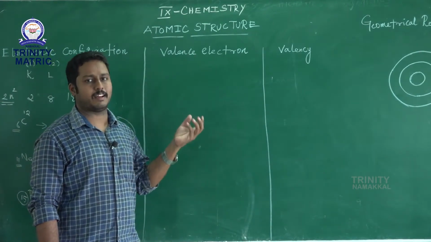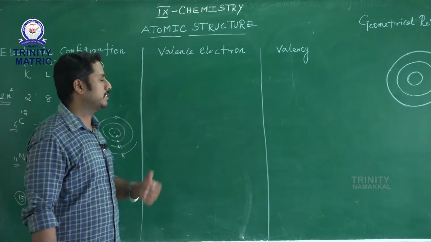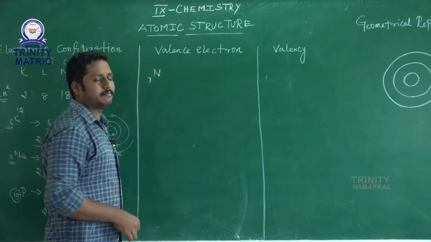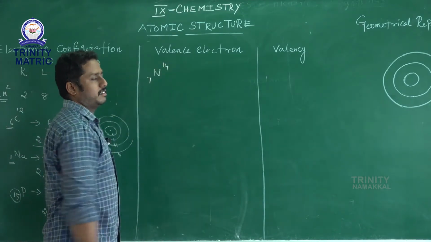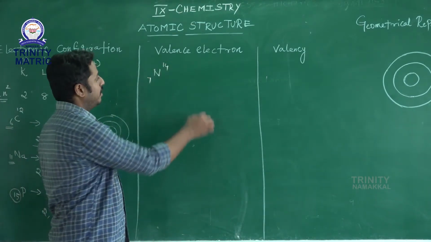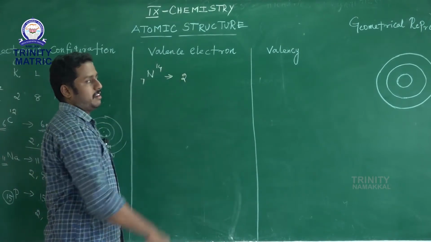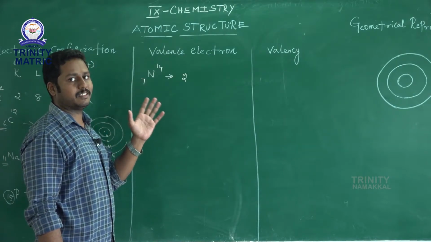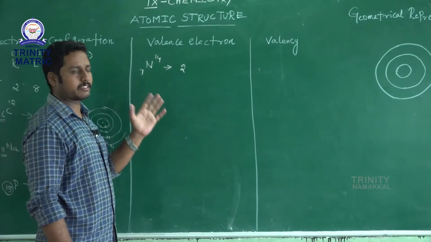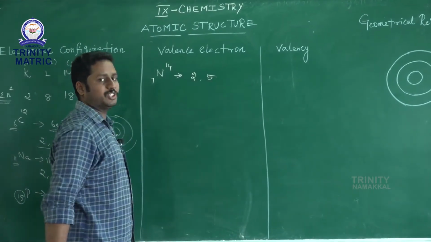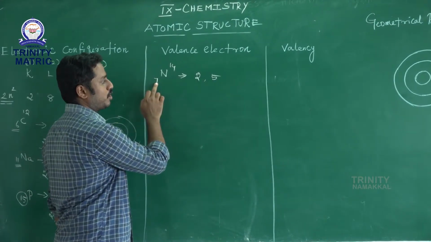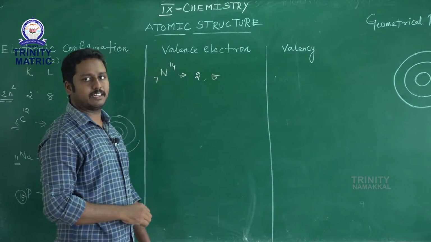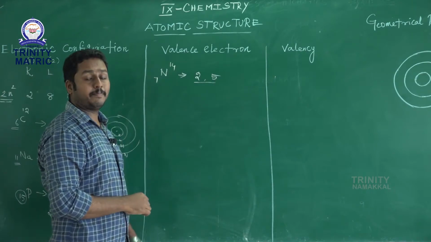First we want to write the electronic configuration for an element. For example, consider nitrogen. Atomic number is 7, mass number is 14. What is the electronic configuration for nitrogen? The first 2 electrons enter into the K shell. Remaining, how many electrons do I have? 5 electrons. The maximum capacity of the L shell is 8, but I only have 5 electrons. Those 5 electrons enter into the L shell. So 2, 5 is the electronic configuration for nitrogen.